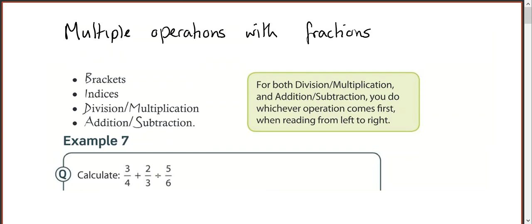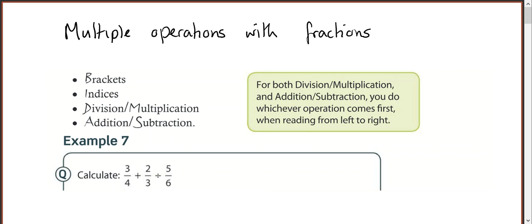Words if you like. Brackets or parentheses. Indices are also known as exponents, yeah, or powers, yeah. And then you've got division and multiplication. Can you do them in any order? No. Okay, so what's the rule if not? You have to do it left to right. Left to right, yeah? If it's multiplication, division, it's got to be left to right.